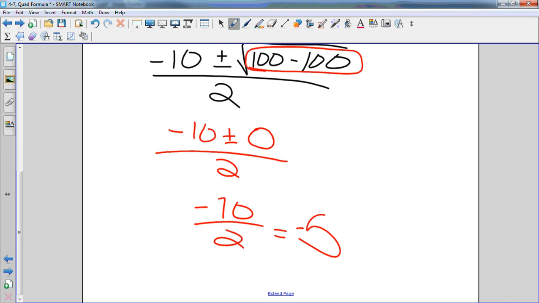What is it? It's an x-intercept. So what is the ordered pair? If it's an x-intercept, negative 5, 0. The y has to be 0 because it hits the x-axis at negative 5, 0. Y doesn't have a value.